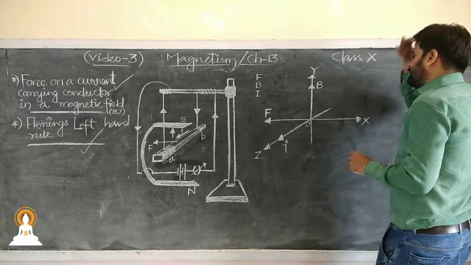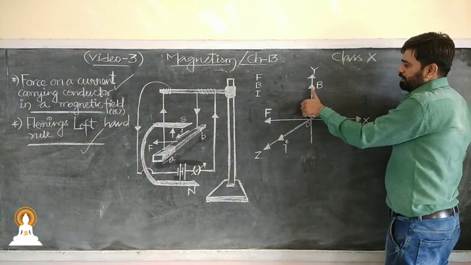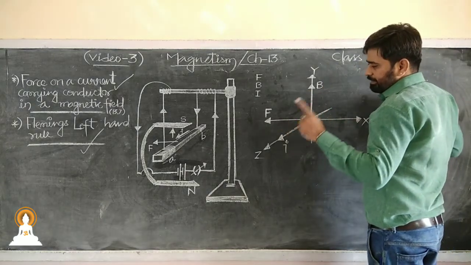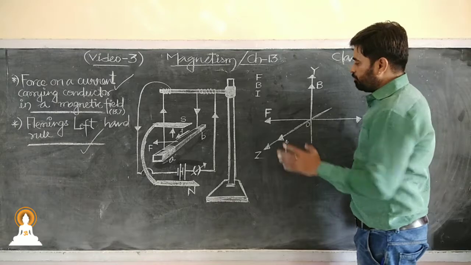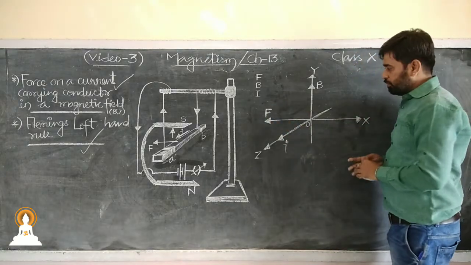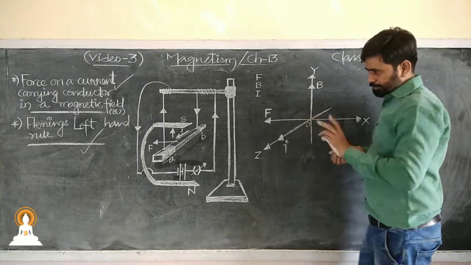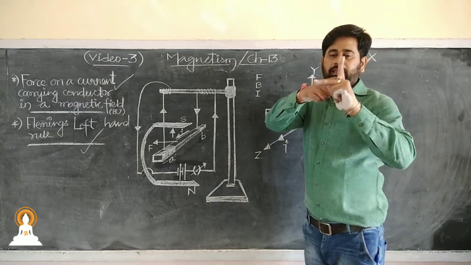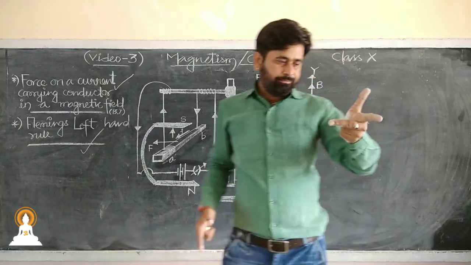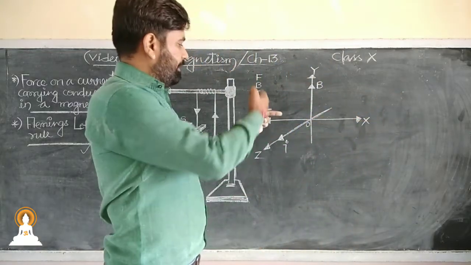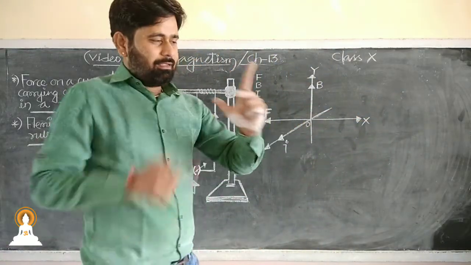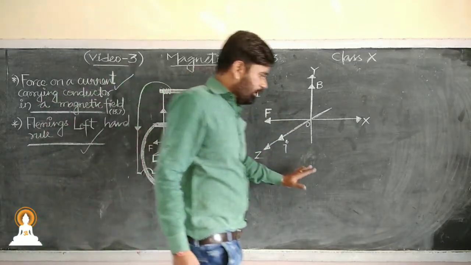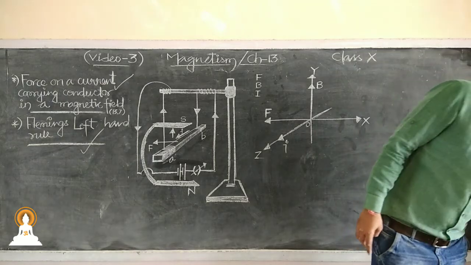So if we take our index finger as the direction of magnetic field and our middle finger as the direction of current, then the thumb will always give you the direction of force. And all these three are at 90 degree. So remember, this is Fleming's left hand rule.